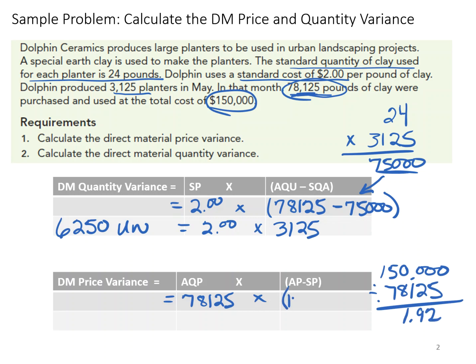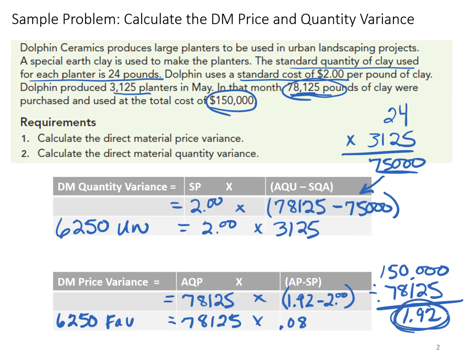So the actual price then was $1.92. And we know the standard was $2. We had that in the previous quantity variance. So now we've got 78,125 times the difference here of 8 cents. So that will be a $6,250 favorable variance. Oddly enough, the variance is favorable here because the actual price of $1.92 was less than the standard cost of $2.